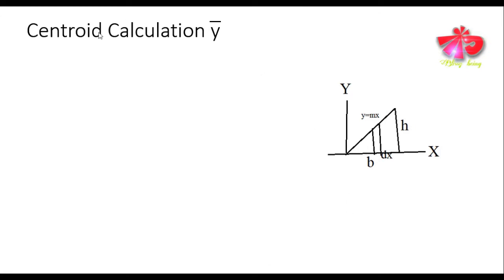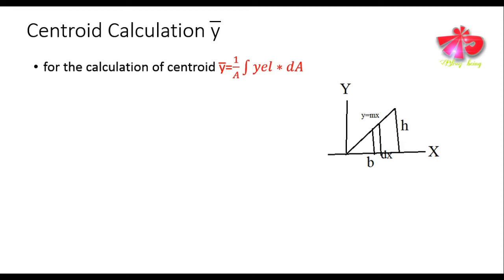Now friends, we need to calculate the centroid in y direction, that is y bar. For this we need the formula y bar equals 1 by A integration of y elemental into dA. Here y elemental is the distance of the centroid of this elemental strip from the origin. In this case, the origin is this, and the centroid of this elemental figure will be at y elemental. So we will substitute the values of y elemental, dA and area for obtaining the centroid in y direction of this plane figure.